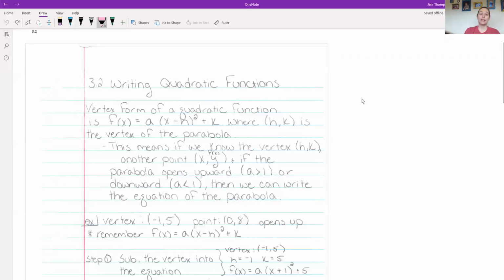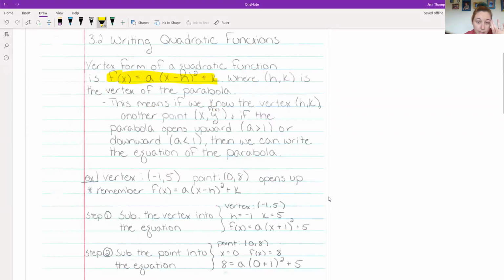Hey guys, okay, let's talk about 3.2 writing quadratic functions. So here is the vertex form of a quadratic function. We're going to use the vertex form because for writing quadratic functions of this type, if we know the vertex and we know any other point, then we just need to know if the parabola opens up or down. Then we can write the equation of the parabola.